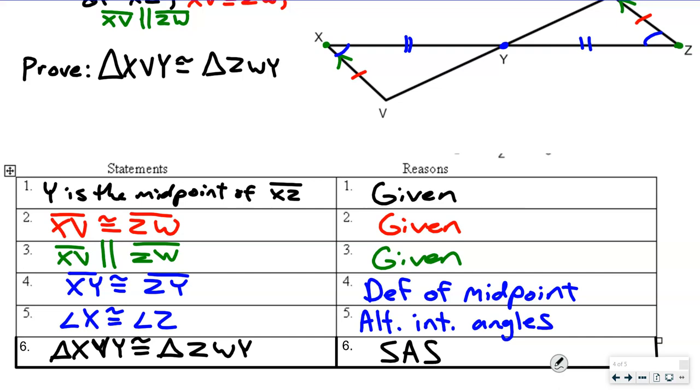And we could not use the vertical angles because that would have spelled out ASS. That would have been bad, right? We need that angle in between the two sides. We weren't told that VY and WY were congruent, so we couldn't assume that. We needed to go off of what we had. So we couldn't use those vertical angles to help us prove this. We had to find those alternate interior angles.